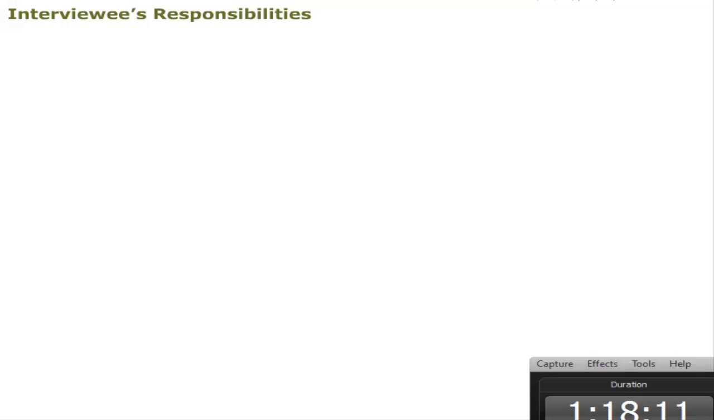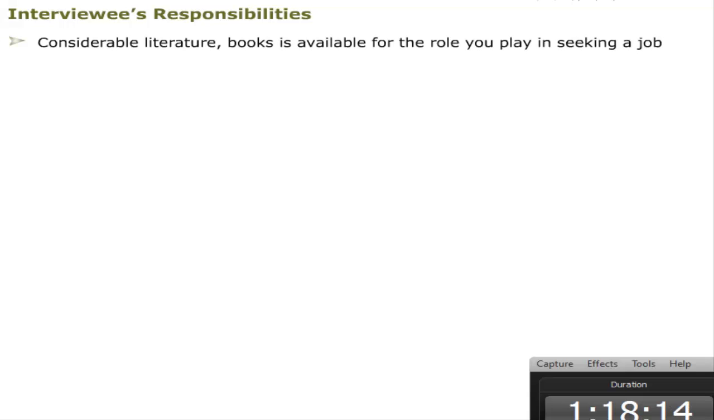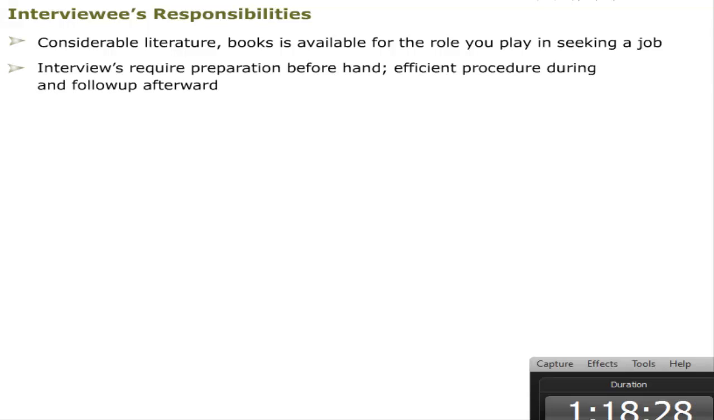Interviewee's responsibilities. Considerable literature, articles, books, and videotapes are readily available for a detailed discussion of the role you play in the process of seeking a job. To be effective, interviews require preparation beforehand, an efficient, thoughtful procedure during the discussion, and follow-up afterwards. We suggest 3 stages in an interview process.